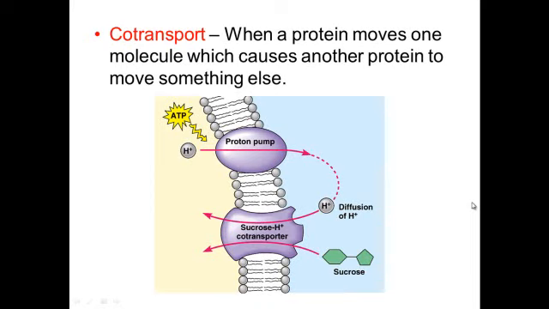You can also have a cotransport molecule, protein, that's this one right here, and this is an example of how sucrose can enter a cell. So the hydrogen ion is going to be pumped across, that's the ion pump. But then the hydrogen ion attaches to this cotransporter with the sucrose, and that brings the sucrose into the cell. That's how sucrose gets in your cell.